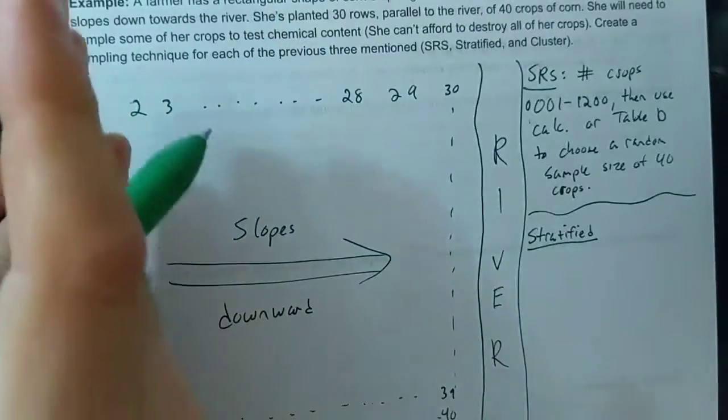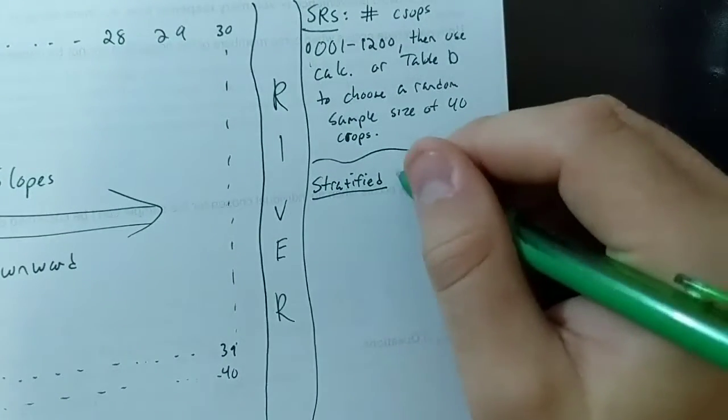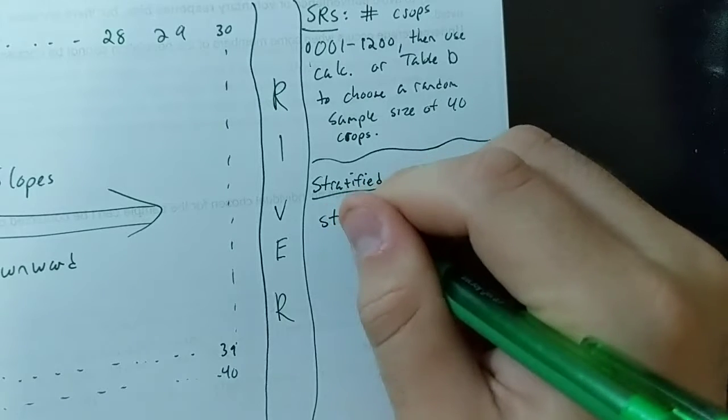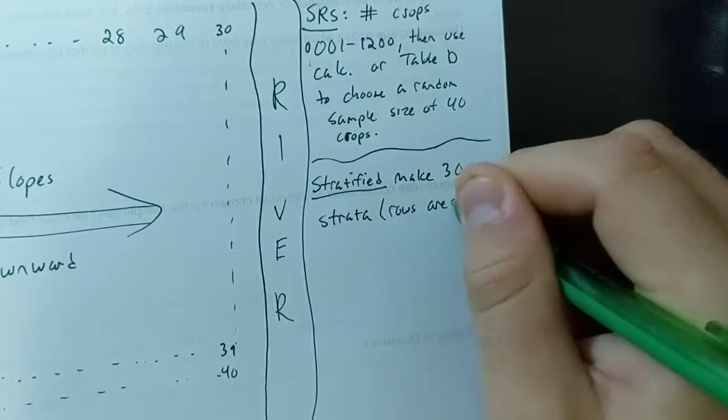So our strata are going to be our rows that are parallel to the river because they're in a similar situation. So you're going to make 30 strata. That's because the rows are similar.